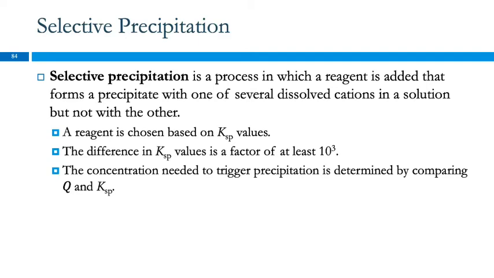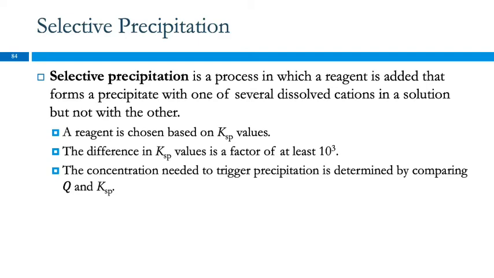Which brings us to selective precipitation. Selective precipitation is when we add a reagent that will form a precipitate with one of several dissolved cations, but not the others. So we're going to precipitate one of the cations, but not the other cations. We're going to be selective about what we're precipitating.